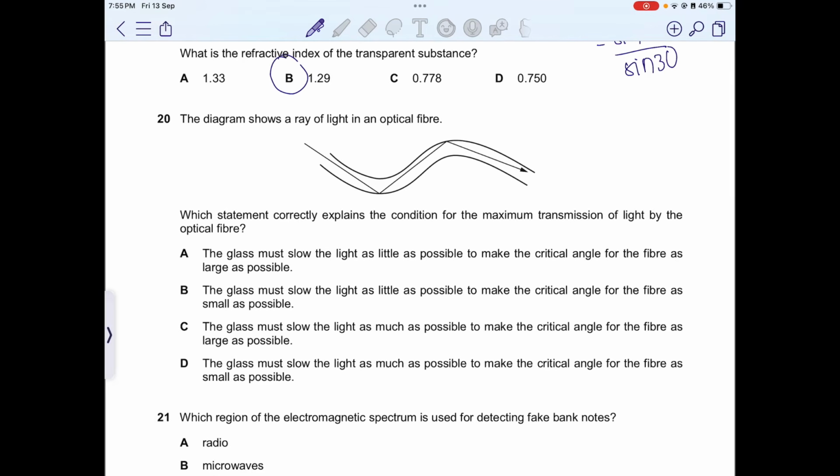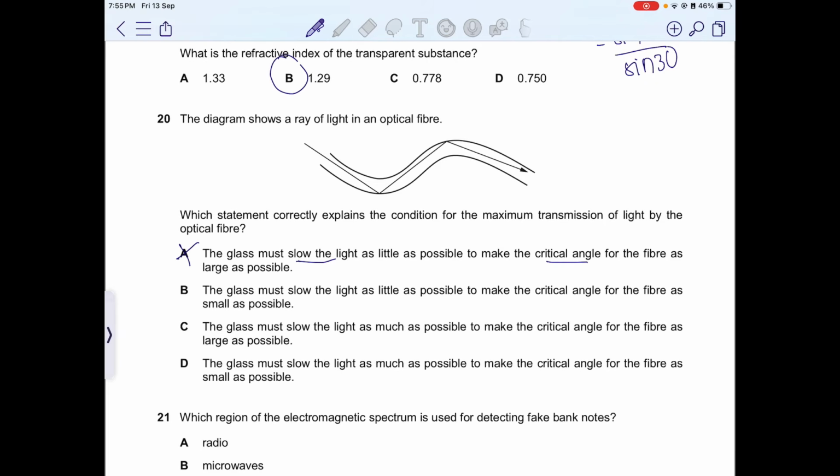20. The diagram shows a ray of light in an optical fiber. Which correctly describes the condition for the maximum transmission of light by the optical fiber? Now, in all of the options there are two things: the speed of light, slow or fast, and the critical angle. You would want your critical angle to be as small as possible. Now hear me out on why you want this: the critical angle defines the angle of incidence that you need for total internal reflection. When you have a small critical angle, more rays are able to totally internally reflect. When more rays are totally reflecting, your signal will be carried more accurately. So the critical angle should be as small as possible.